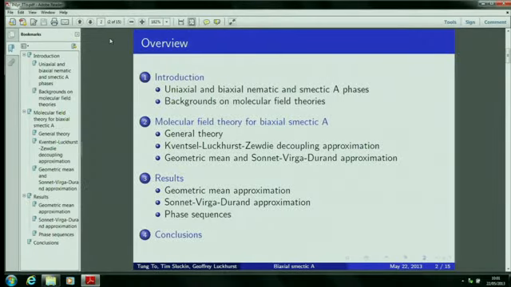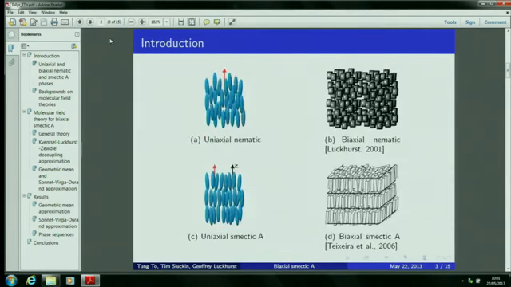Results from the computer calculations. So this is the introduction to the four phases. This is the idealized picture for uniaxial nematics. The molecules are often thought of as having the shape of an ellipsoid, and they tend to point in one direction.